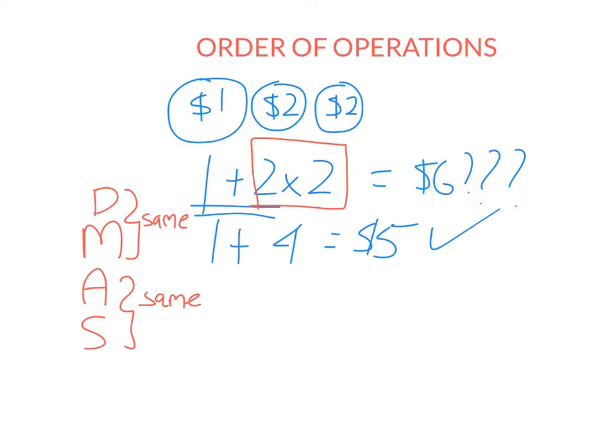Now, what if I had something like this? Let's say I had 3 times 2 to the power of 4. So just note that this thing here is called a power or an index. And of course, 2 to the power of 4 means times 2 by itself 4 times. It just makes sense that we do this first because the 4 is attached to the 2 and not the 3. So that's why we're going to put indices, raising to a power, above division and multiplication.